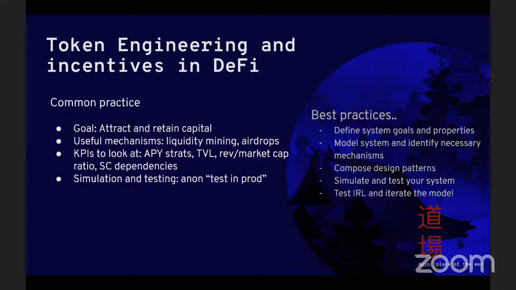But to go back to the best practices, the testing and the iteration prior to the deployment are not so common in the space, and that's because most of the time the implications for the development team behind those projects can be quite legally harsh to them. So you have a lot of anonymous collectives deploying with the motto of testing in prod.